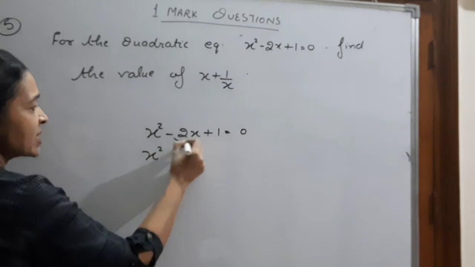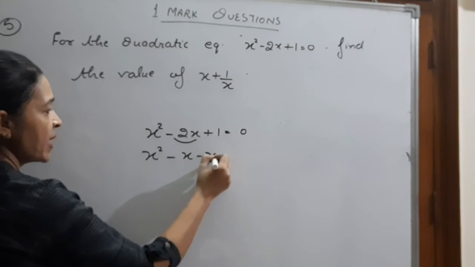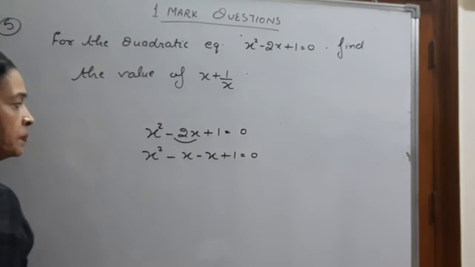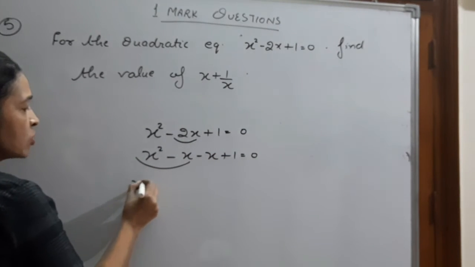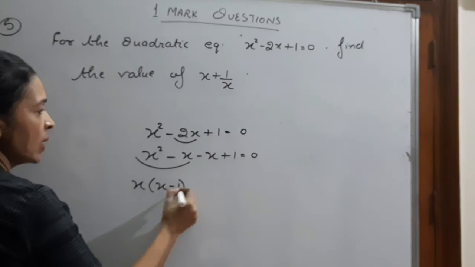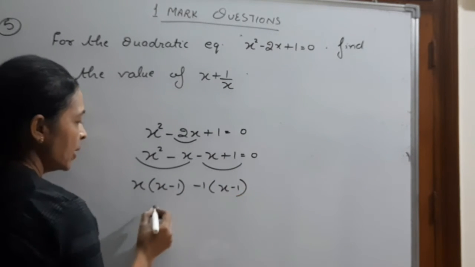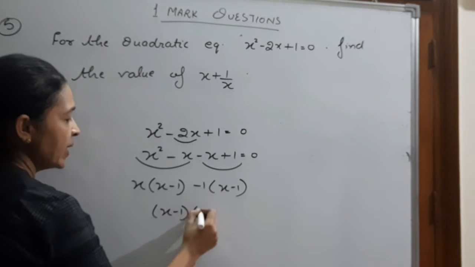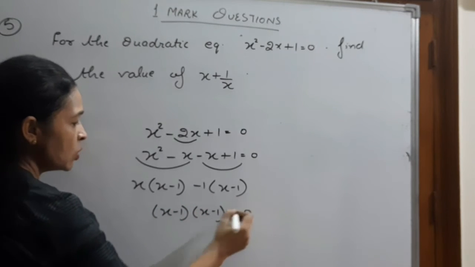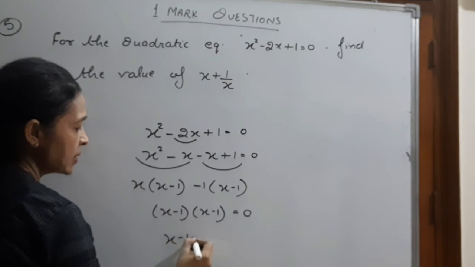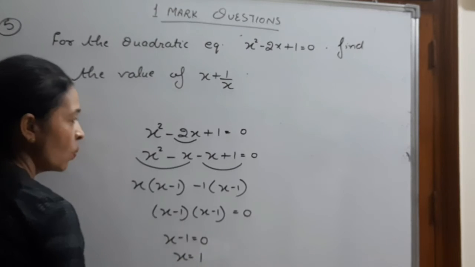x² - 2x + 1 can be written as x² - x - x + 1. What is common? x - 1. What is common in these two? Minus 1, x - 1. Our factors are (x - 1)(x - 1) = 0. What is the value of x? The value of x is 1.